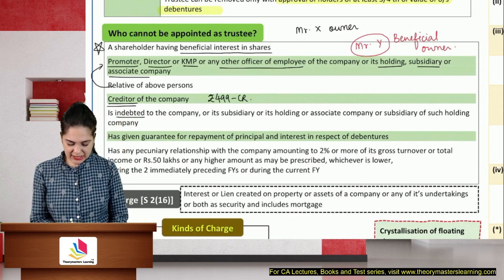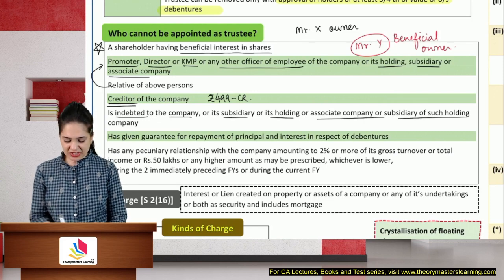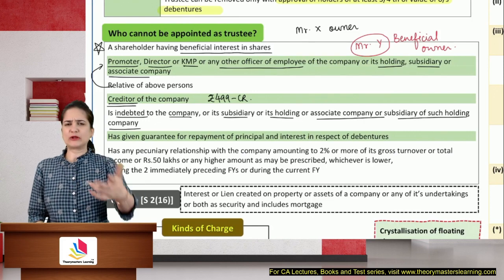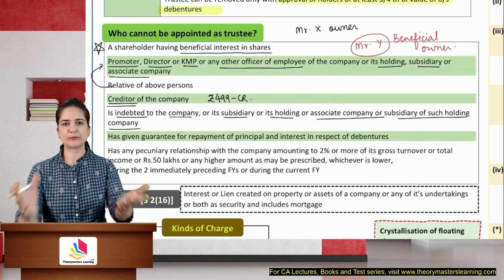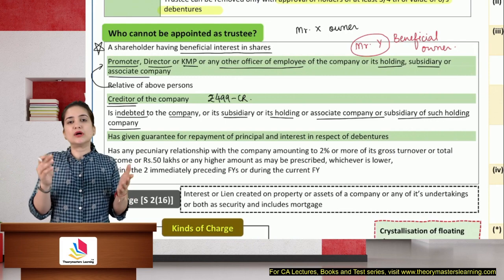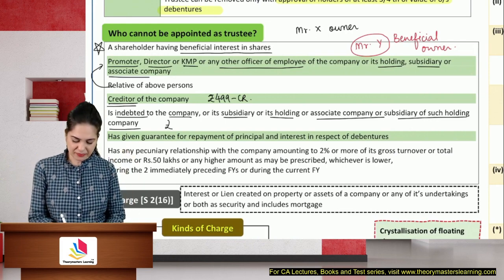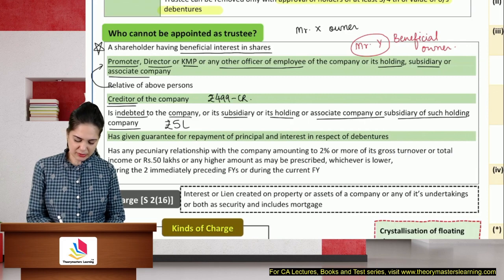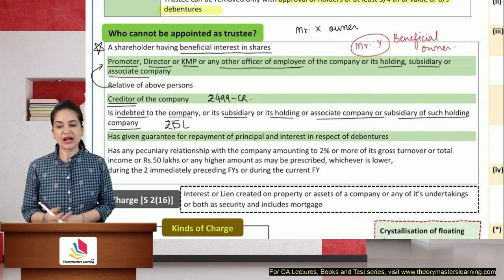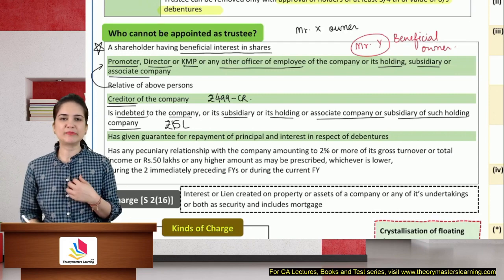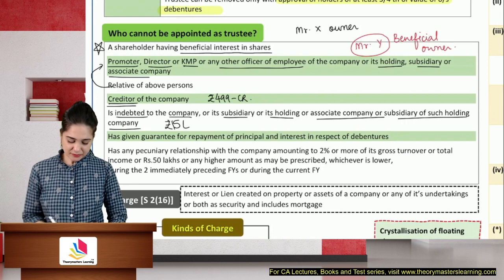Any person who is indebted to the company, associate, subsidiary, holding, or subsidiary of such holding company, like your fellow subsidiary, any person who has to pay money to the company cannot be appointed as trustee, because that person will not think independently. He will do what the company says. Let's say I have to pay 5 lakh rupees, or maybe I'll increase it 15 lakh rupees to the company. I'm indebted to the company. I will do what the company says. I will not be independent. I will not be unbiased. I cannot be appointed as a trustee.